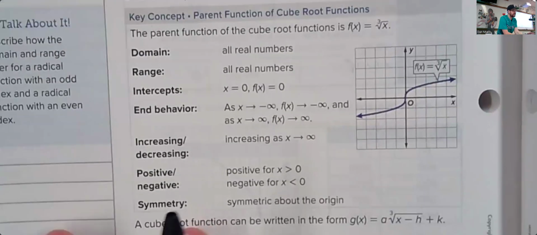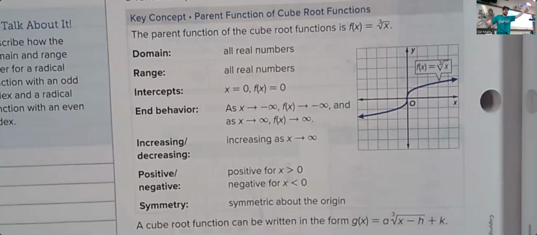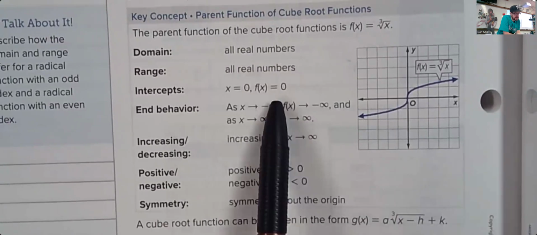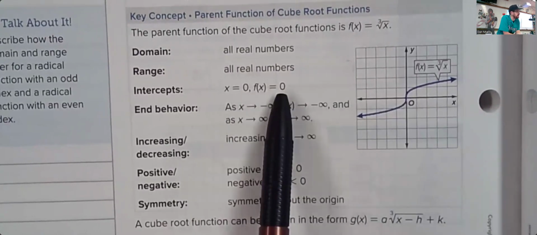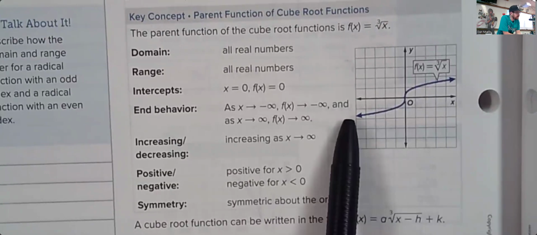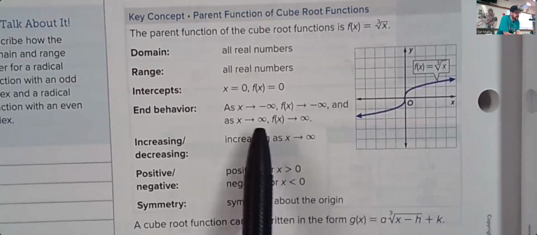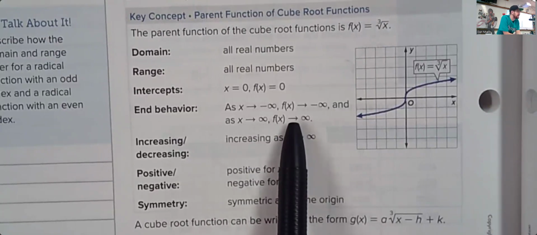Which means that the domain of this function is all real numbers. The range is all real numbers. It goes left and right forever. It goes up and down forever. If we have intercepts on this particular function, the graph crosses right in the middle of the graph at 0, 0. So the x-intercept is 0 and the y-intercept is also 0. We're talking about end behavior. As the graph approaches negative infinity on the x-axis, it goes to negative infinity on the y-axis. As the graph approaches positive infinity on the x-axis, it goes to positive infinity on the y-axis.